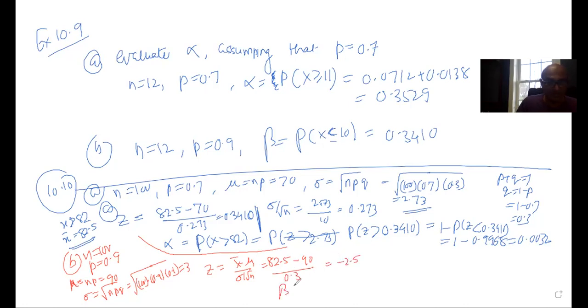So my beta value is nothing but the probability of X less than or equal to 82, and that is equal to the probability of Z less than negative 2.5, which is equal to 0.0062. The probability is extremely low, right? So that's how you can solve the examples. Nobody's going to ask you this type of thing anyway, but that is simple.